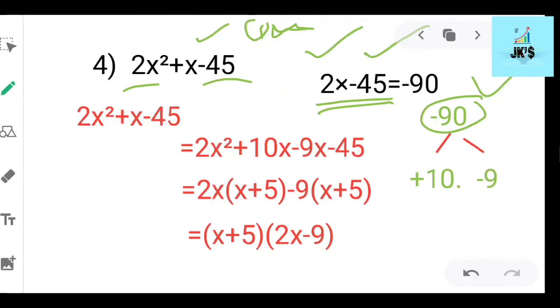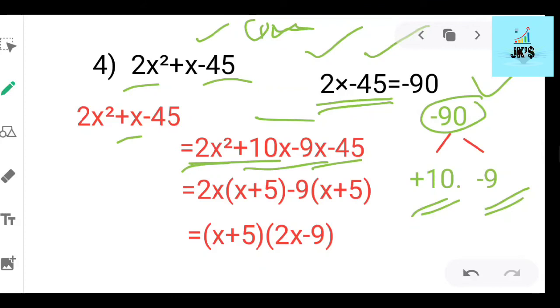So 10 nines are 90. The sign of the middle term is given to the greater one. The opposite sign is given to the smaller one. So what happened? 2x square as it is, and plus x is written as 10x minus 9x. Actually its value is x, but only for factorization we split it, the value remains the same. So 2x square plus 10x minus 9x minus 45. Group the first two and the last two.